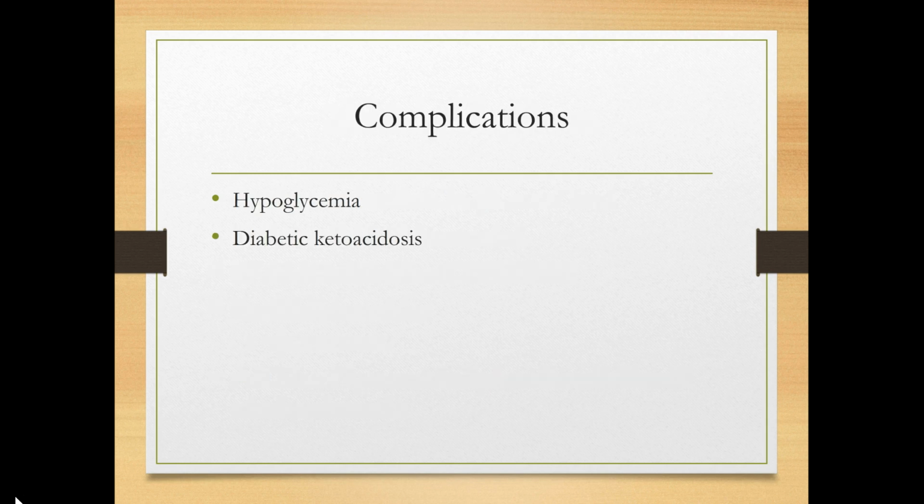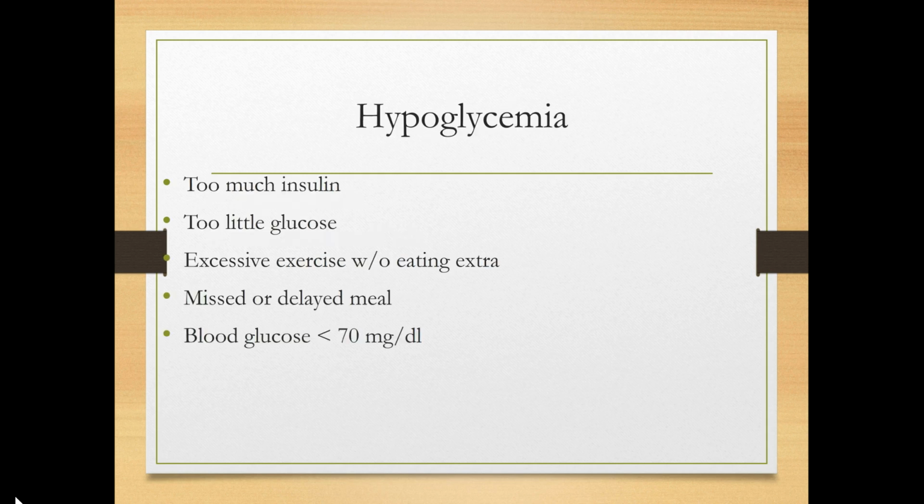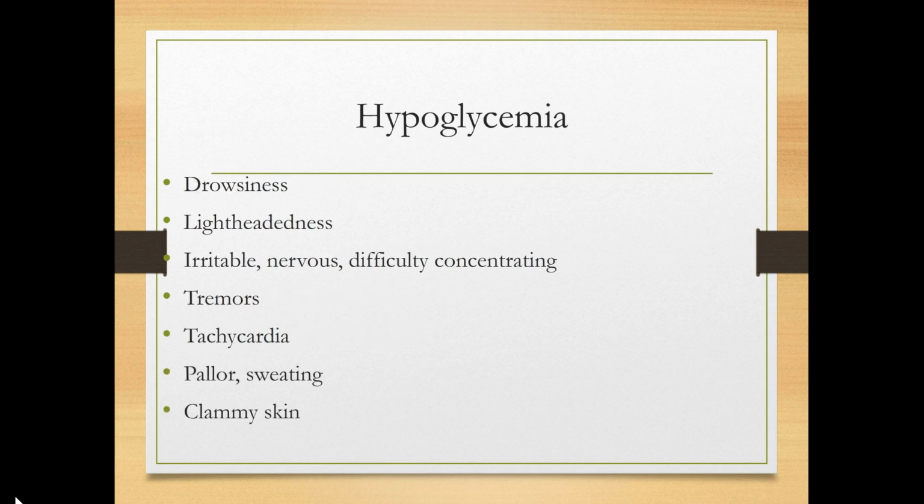All right, complications. Basically, their blood sugar is either too low or too high. So hypoglycemia, they've either had too much insulin, too little glucose, they've had excessive exercise, which we just talked about, they've missed or delayed a meal, which we talked about with teenagers, how that can be hard, or their blood glucose is less than 70. So there is quite a range of symptoms for hypoglycemia. And it can go anywhere from just clammy skin to neuro symptoms.